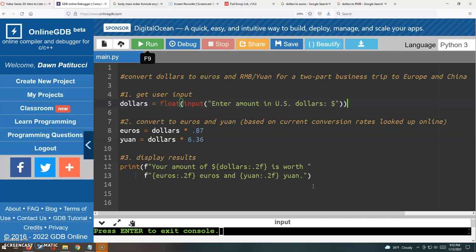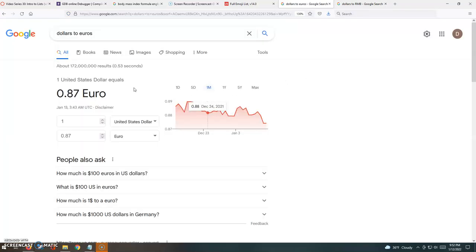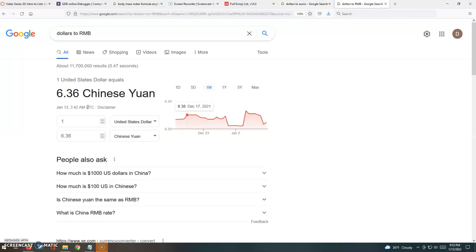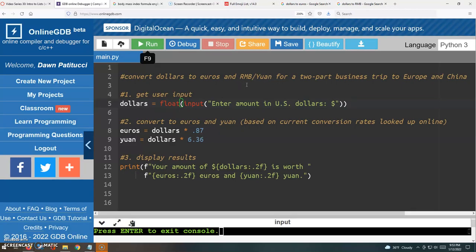So this is a fairly straightforward program. I should mention that I looked up these conversion rates. They're changing day to day. So all I had to do was Google that. So today, at the time of this recording, $1 is worth 0.87 euros and 6.36 yuan. So with that in mind, again, remember our 1-2-3 approach.